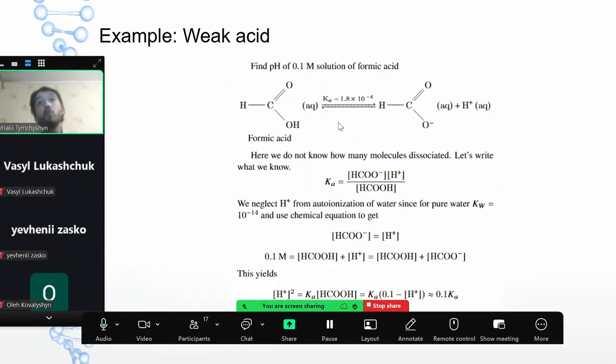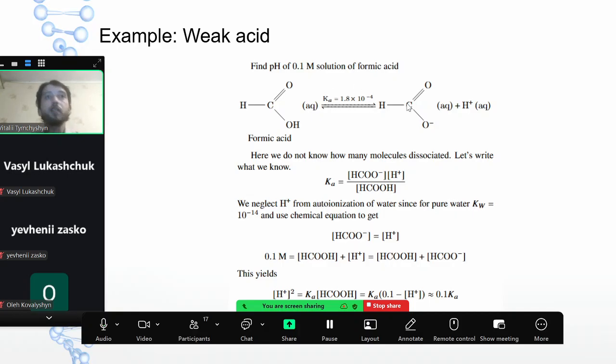And here is a more complicated problem. You have one such for a homework. This is an example of a weak acid, and that may be a little bit tricky. So I want to find pH of 0.1 molar solution of formic acid. So here I have formic acid. It dissociates. I have Ka.